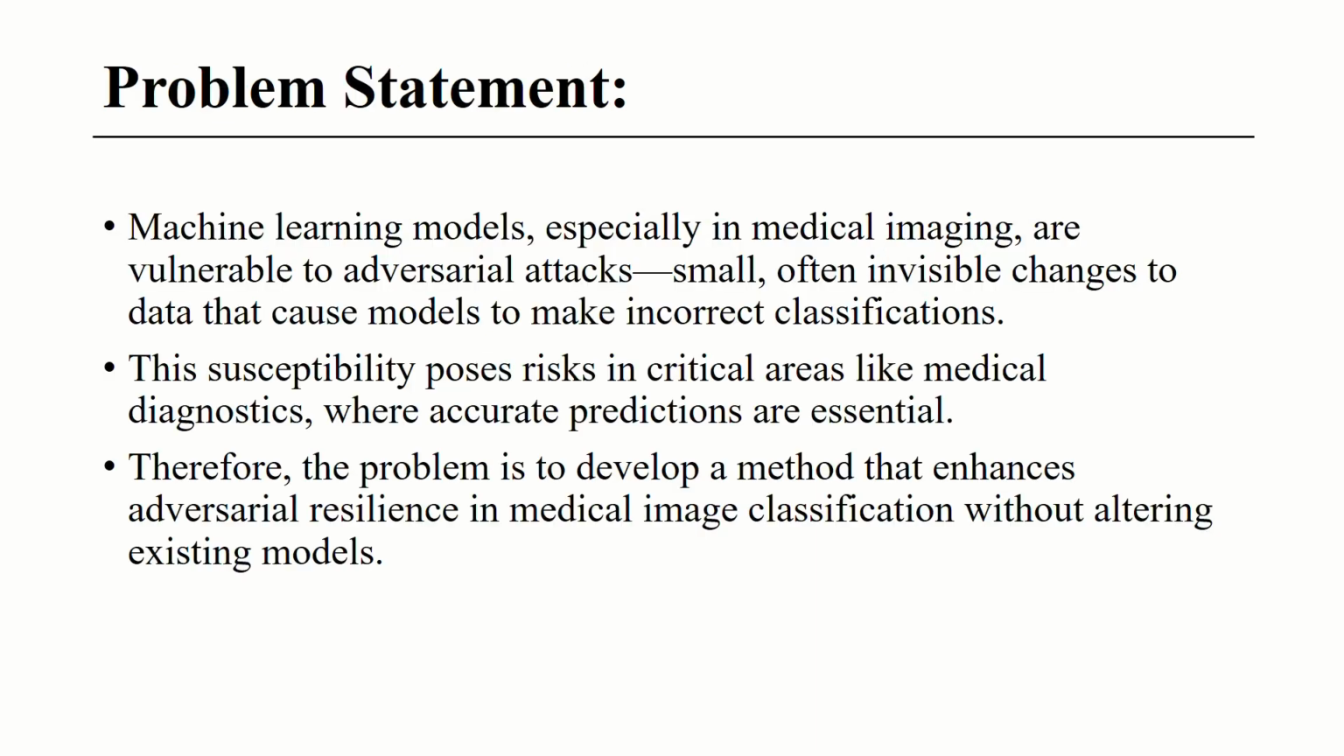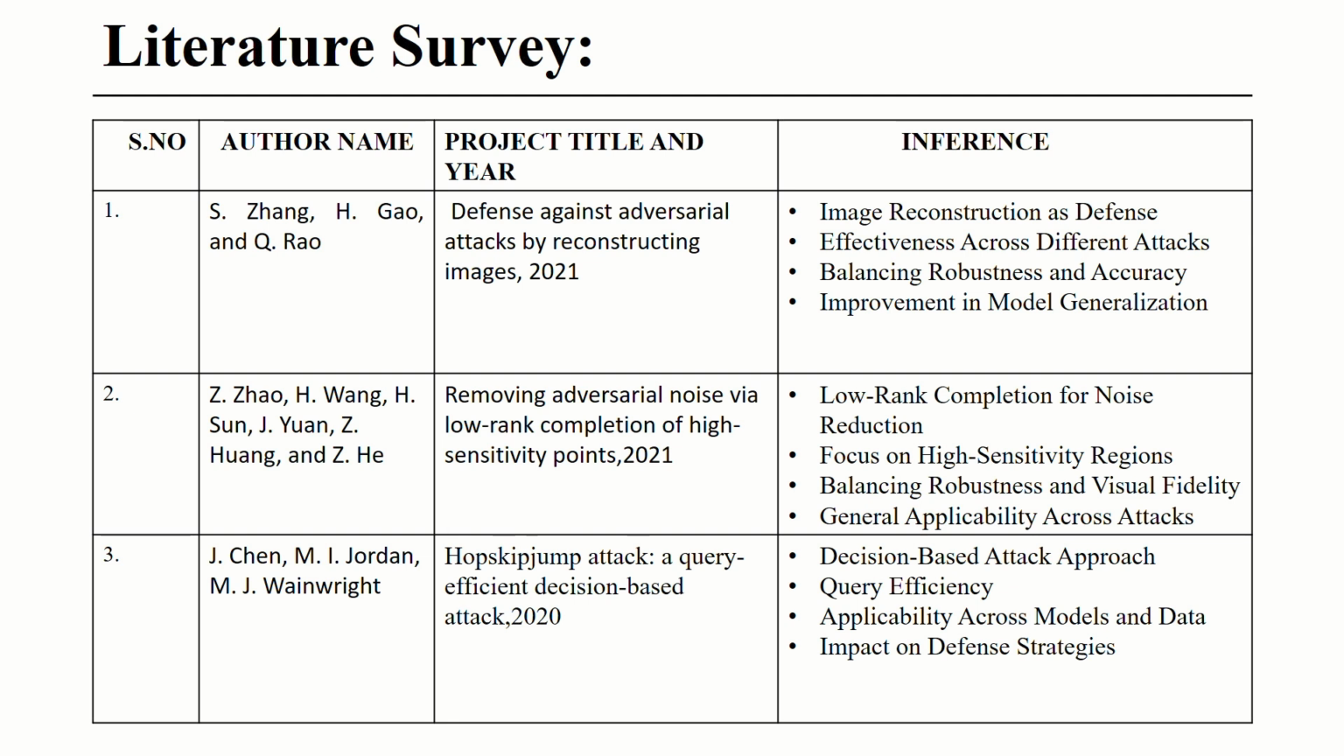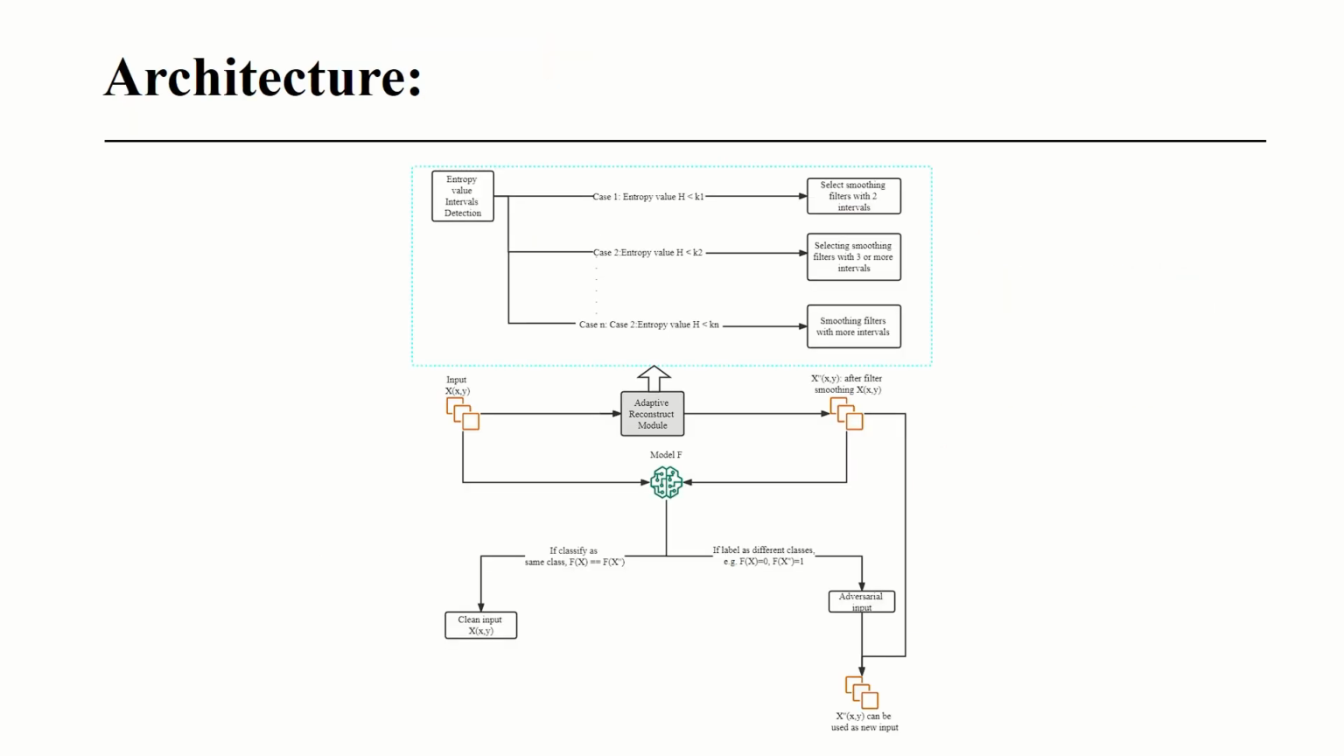Problem statement. Machine learning models, especially in medical imaging, are vulnerable to adversarial attacks. Small but often invisible changes to the data that cause models to make incorrect classification. This susceptibility poses risks in critical areas like medical diagnosis, where accurate predictions are essential. Literature survey. We have taken three papers mainly. The first consists of reconstruction of images. The second is a noise cancellation and identifying high sensitivity points. The third is hop skip jump algorithm.